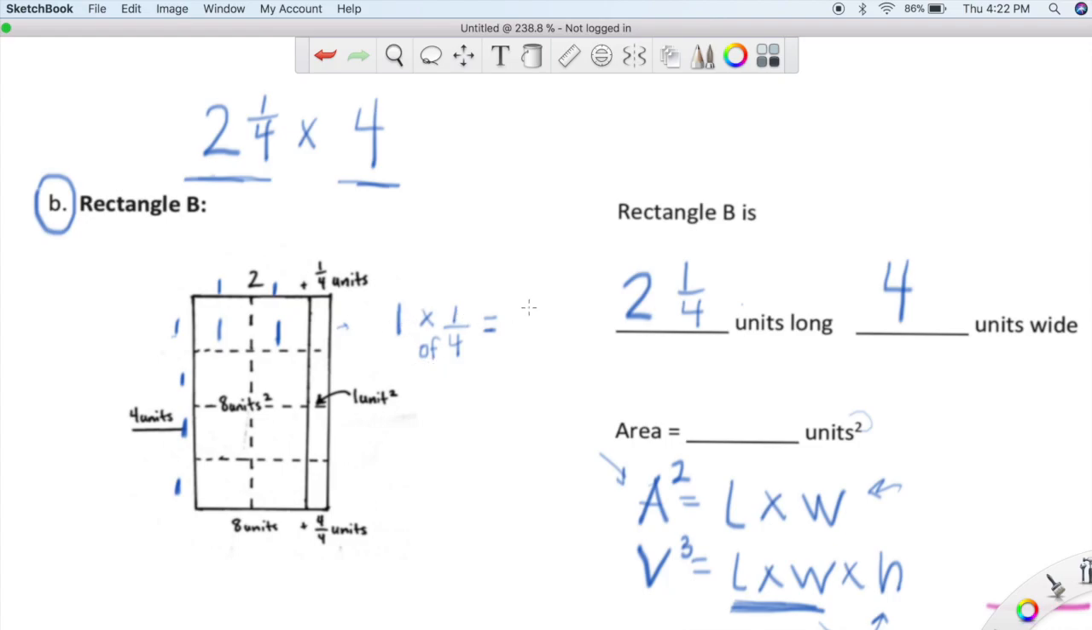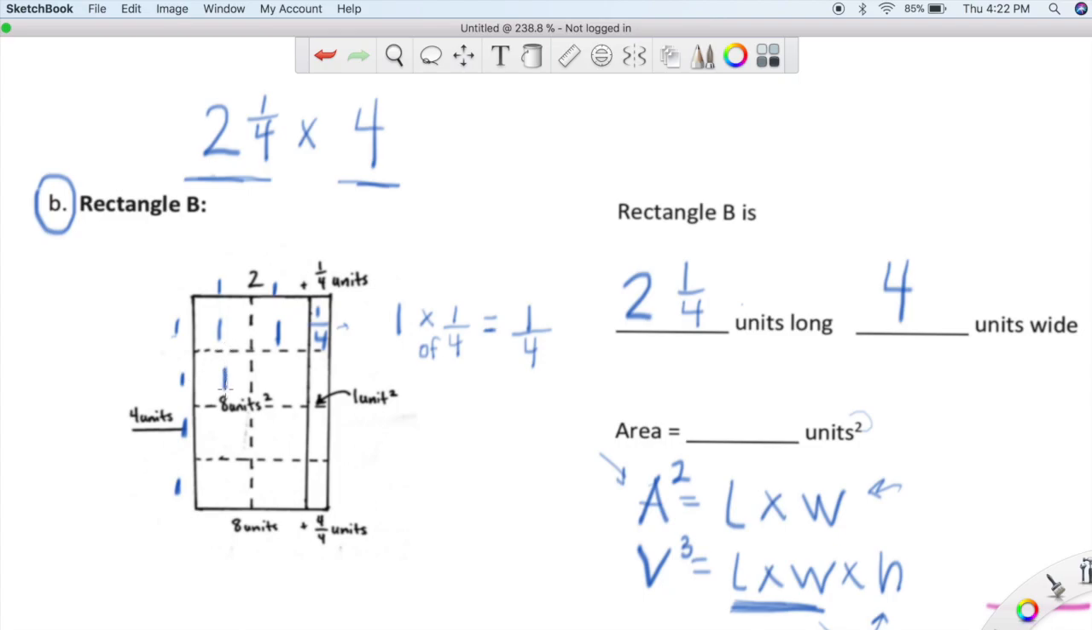Upstairs, what do we have? 1. Downstairs, what do we have? 4. 1 times 1/4 is 1/4. You guys should be very comfortable with that because you know 1 times any number is going to result in that number. This is one copy of 1/4. So our result is 1/4. Okay, cool. So we're going to continue the rest of this multiplication.